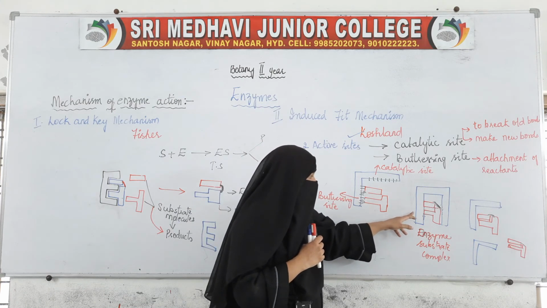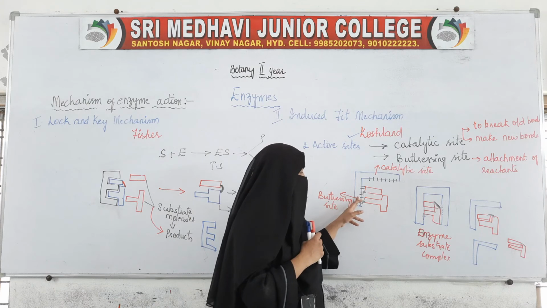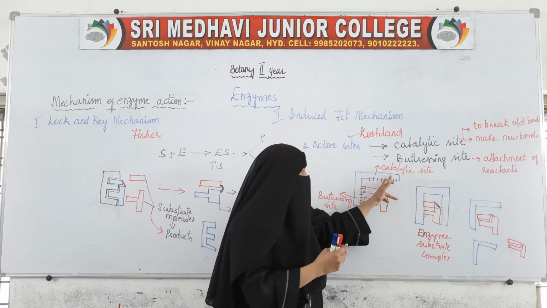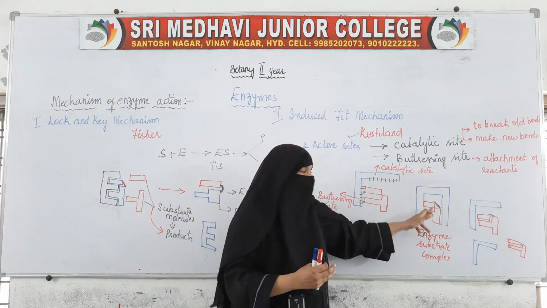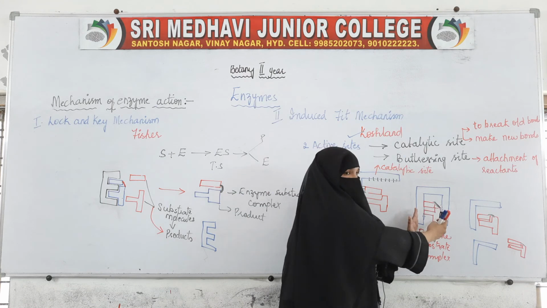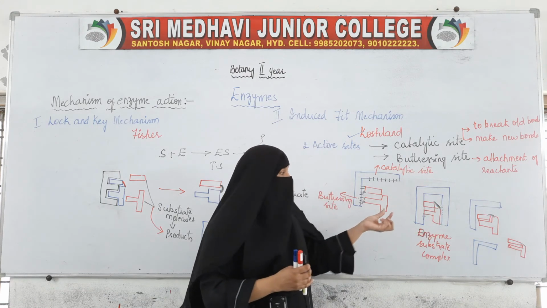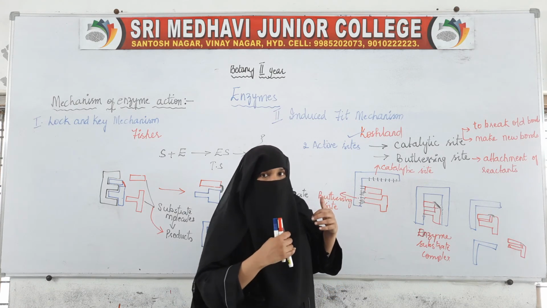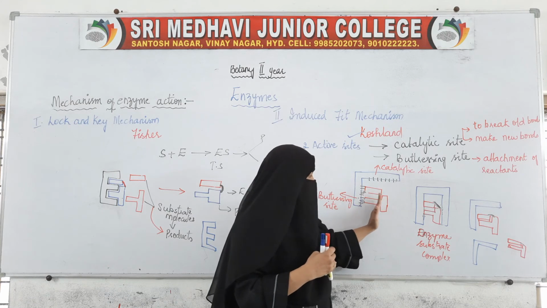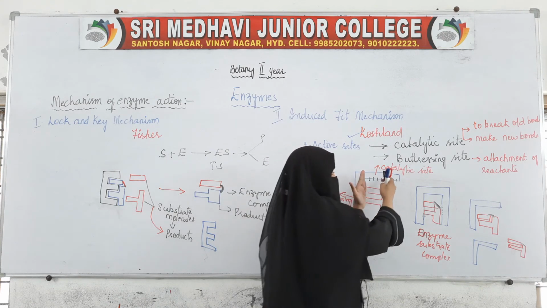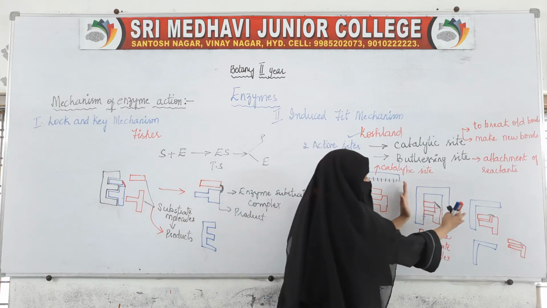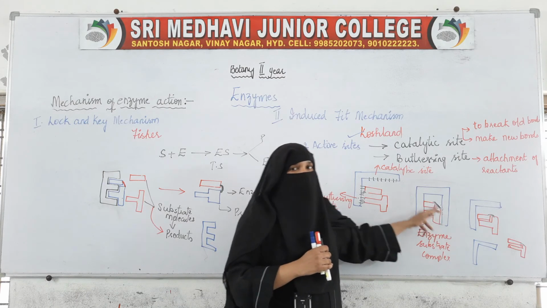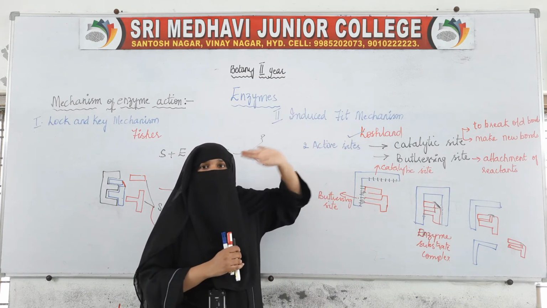How is it induced? As soon as the substrate comes and attaches to this binding site, something is triggered which makes the enzyme change its shape so that it fixes itself. So what does inducing mean? This coming and attaching of the substrate on the enzyme is the inducing. As soon as they are attached, something triggers and the enzyme changes shape so that it can fit and make the bonds. So this is what is called the induced fit mechanism.